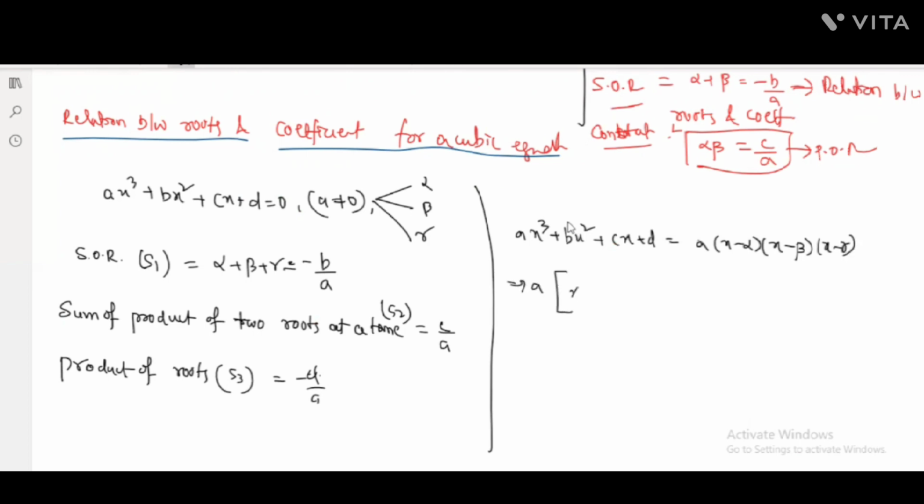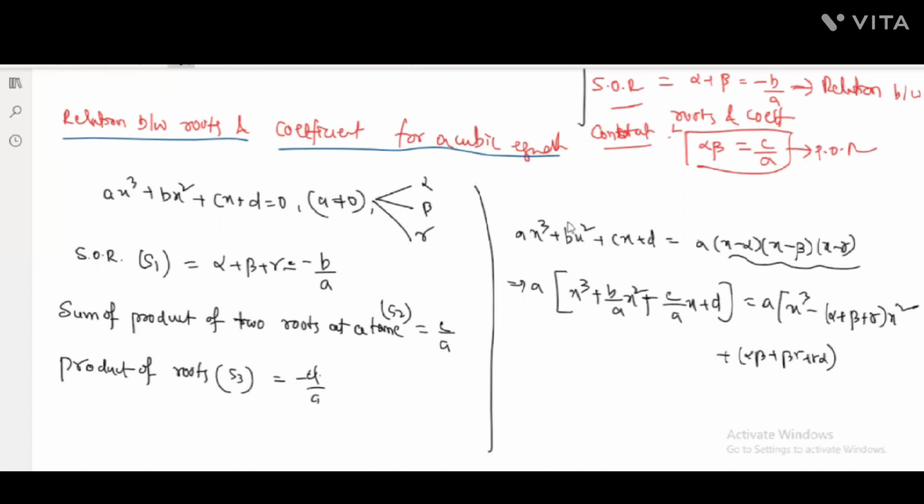So take the a common here, so you'll get x cube plus b by a x square plus c by a x plus d, which is a into the multiplication of 3, you will get x cube minus alpha plus beta plus gamma into x square plus alpha beta plus beta gamma plus gamma alpha into x minus alpha beta gamma. So when you compare on both sides, S1 you will get alpha plus beta plus gamma is equal to minus b by a.